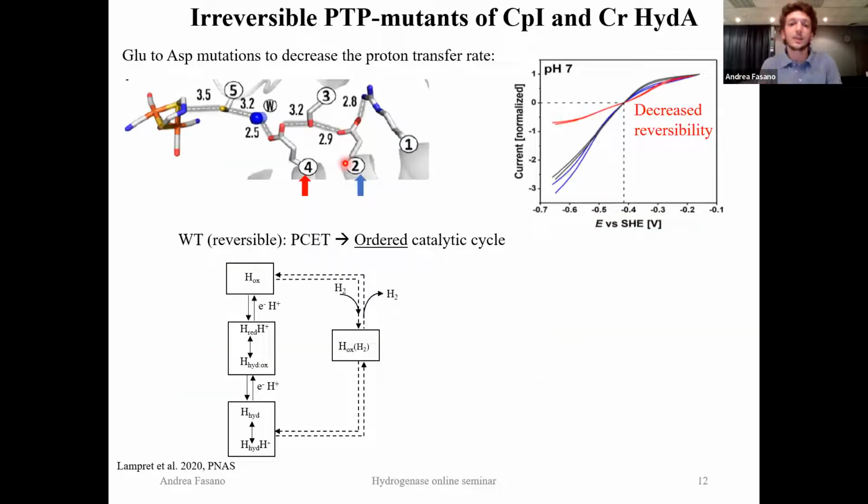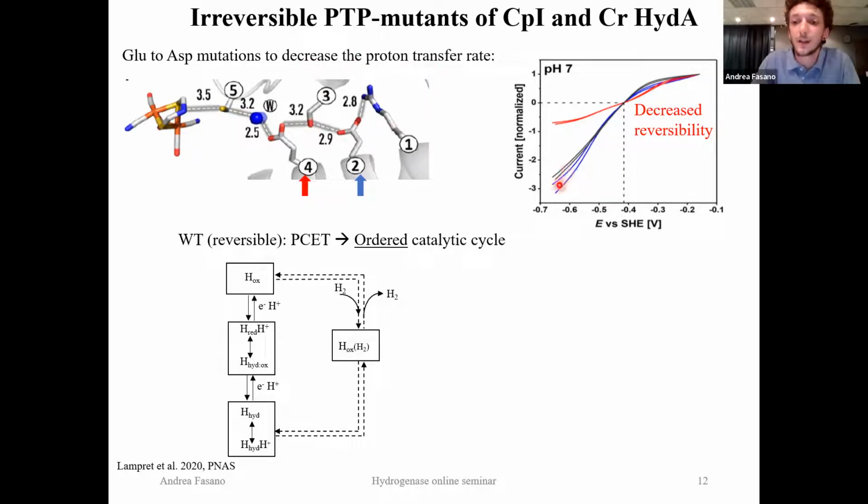So tamidase is not actually the first irreversible hydrogenase we met, because the group of Fraser Armstrong in Oxford published in 2020 proton transfer mutants of two standard enzymes from Clostridium and Chlamydomonas that are very irreversible. These mutants are two single mutants of these two glutamates. They were replaced by aspartate to increase the distance between the residues of the proton transfer chain. This increased distance leads to a decreased proton transfer rate.